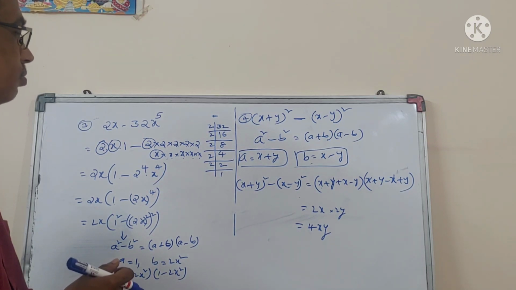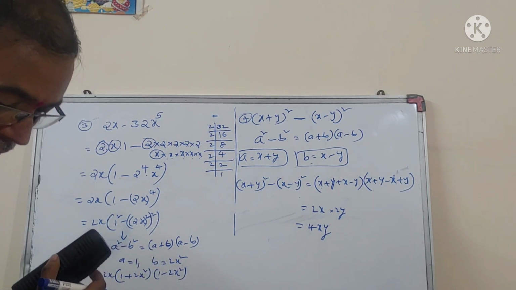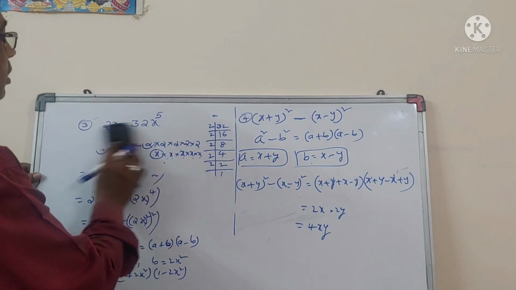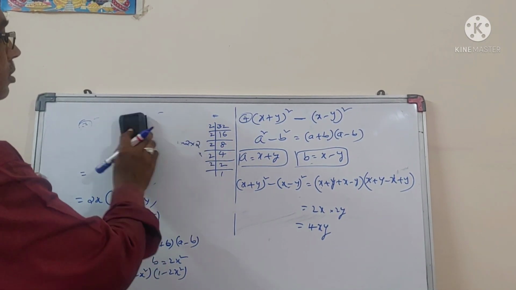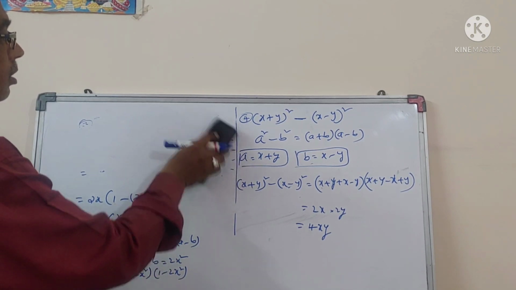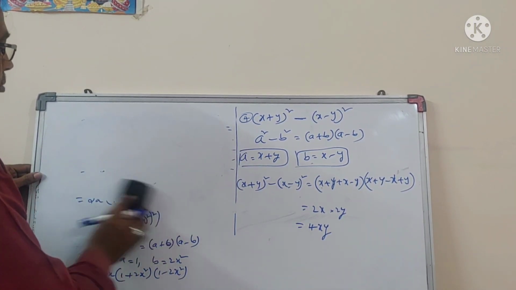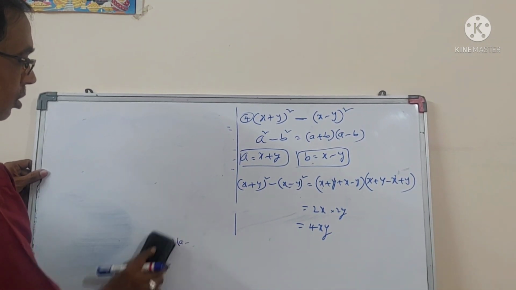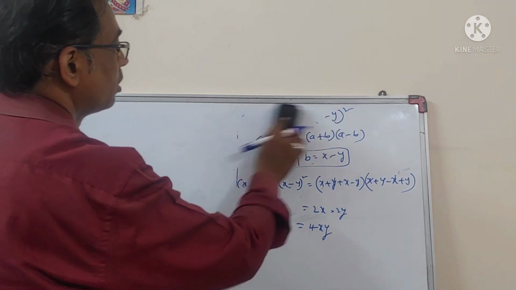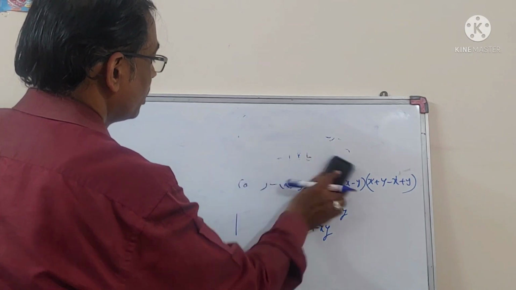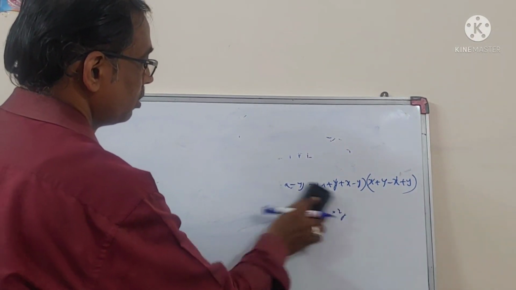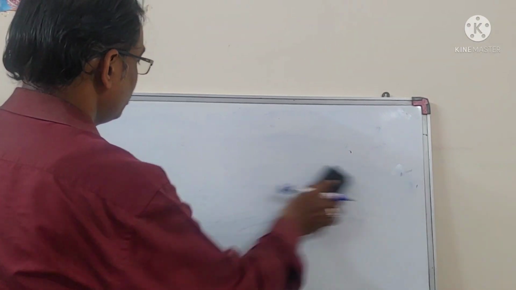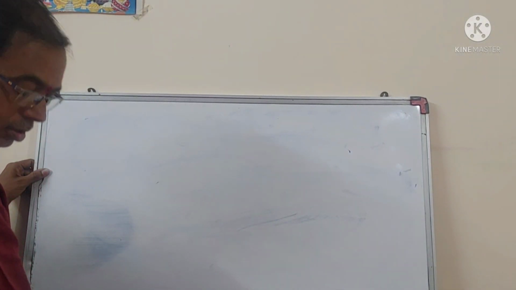And now let us see sums on grouping the terms, sums on the factorization by the method of grouping. We already learned that method, so by using that method, now we can do some more sums.